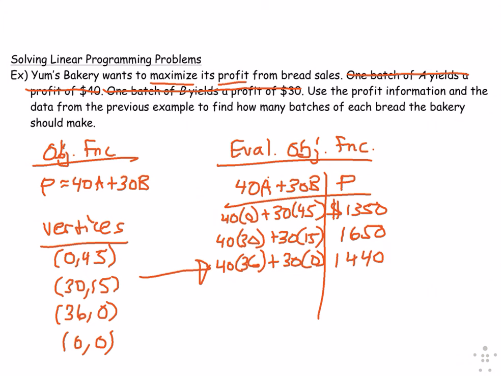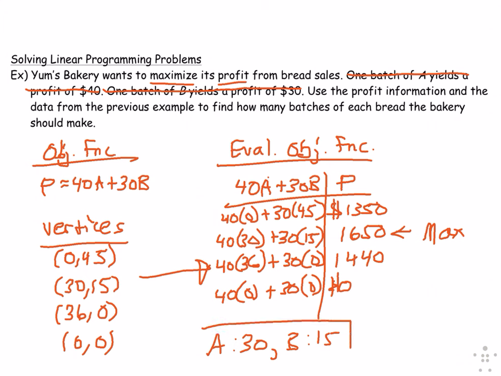And the last ordered pair. Showing all my work, but of course when it's 0 you don't have to write that product. And lo and behold, this does maximize the system. So the answer is I need to make 30 batches of A and 15 batches of B.